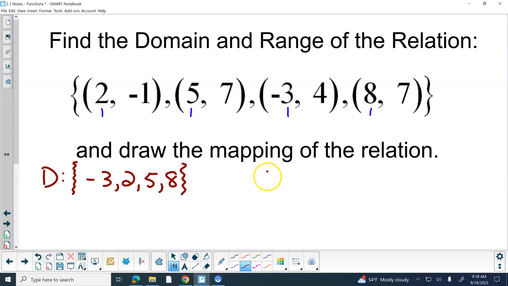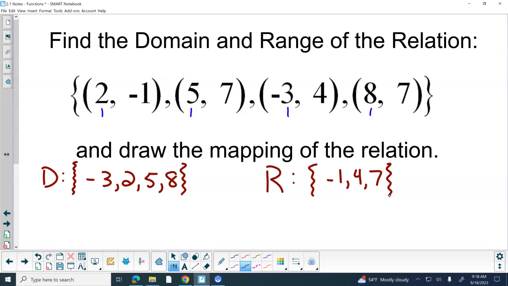Range, I know, stepping outside the box here. Range is going to be a capital R. Any repeated values in the range? 7 is repeated, yes. Yeah. So we only have to write that one once. Okay? So we only have to write the 7 once. Even though it shows up twice, that's fine. We only have to write it once.